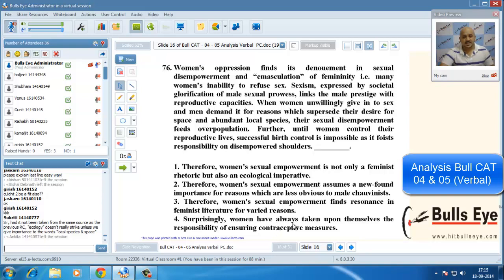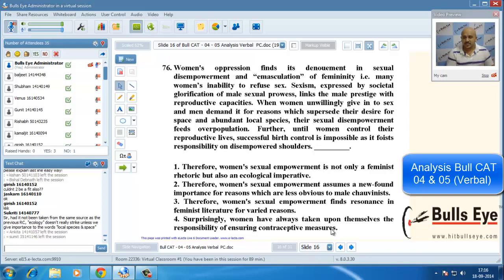Fourth, surprisingly, women have always taken upon themselves the responsibility of ensuring contraceptive measures. Now, this cannot be done here because for the simple reason he's saying they are sexually disempowered. So you cannot ensure that they have measures of empowerment with them. So for this particular question, what do you use? You use elimination. Three options. Options 2, 3, 4 do not fit in this given case.